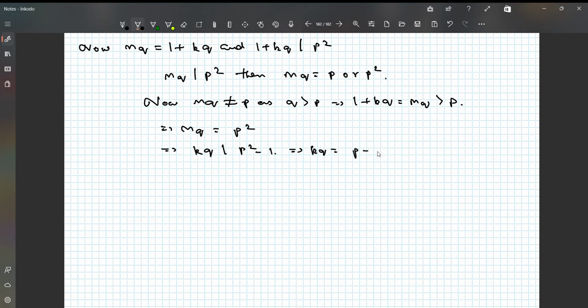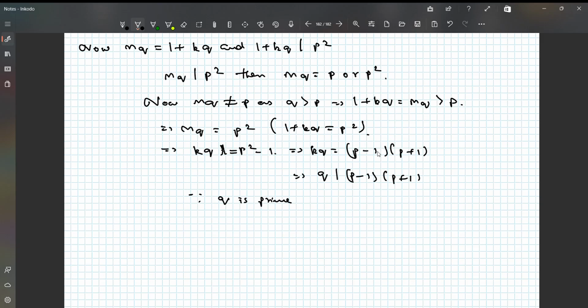But P squared minus 1 is nothing but P minus 1 times P plus 1. Sorry, I am writing it wrong. I stated it wrong, because 1 plus KQ equals P squared in this case. So KQ must be equal to P squared minus 1, but that implies Q divides P squared minus 1, which implies Q divides P minus 1 times P plus 1.